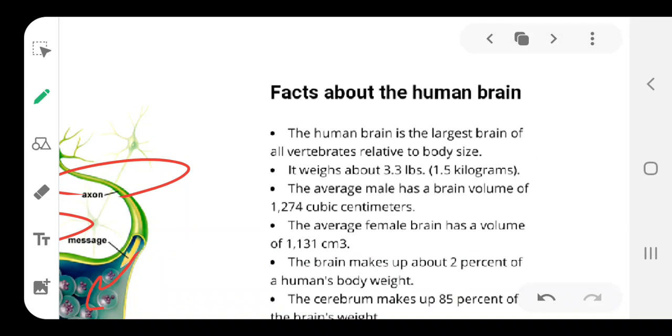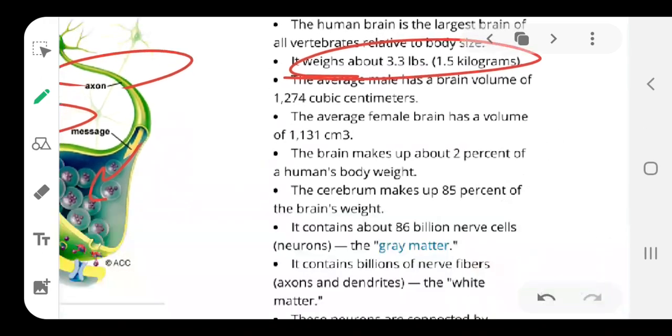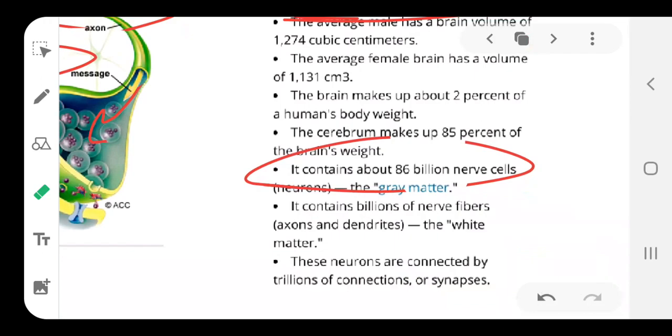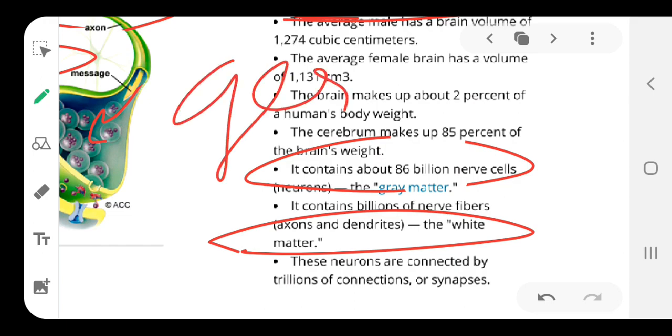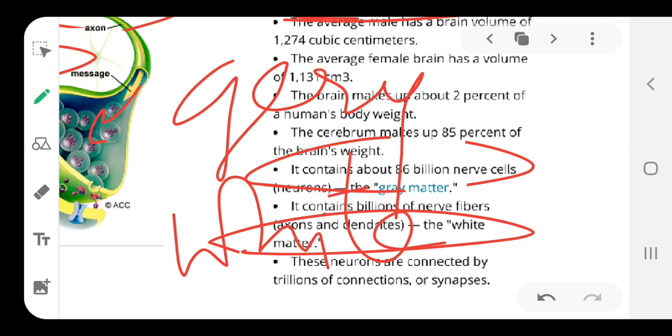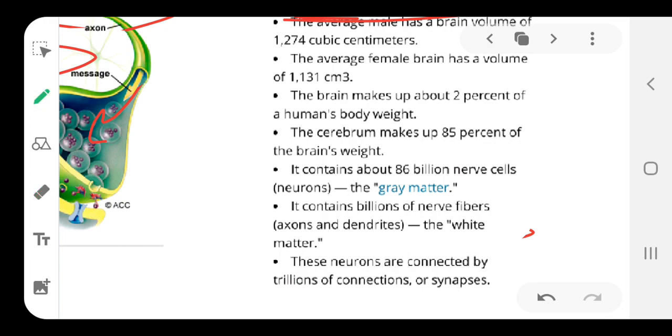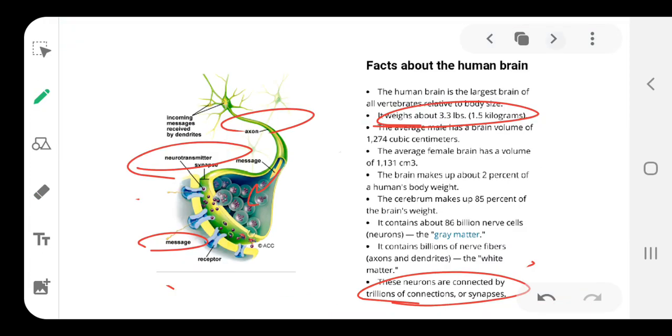These are some facts about the human brain that you should know. As I already told you, it weighs approximately 1500 grams, more or less, and it has billions of nerve cells. Write this down in your complete notes copies. It consists of billions of nerve fibers. We call them gray matter and white matter. This will be taught in the online and offline classes after the break is over. The gray matter and white matter have connections called synapses. These facts should be known to you.